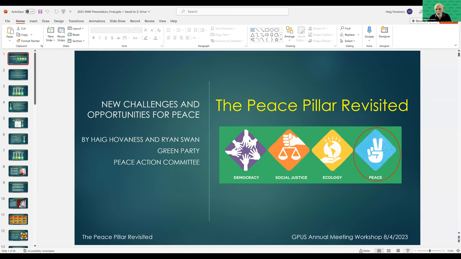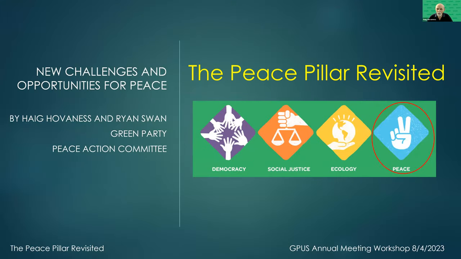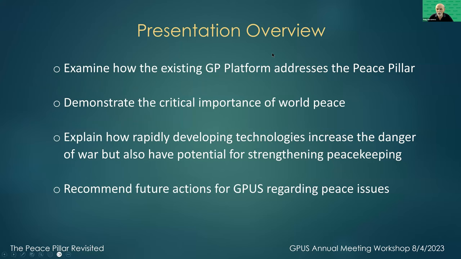So, the name of this presentation is The Peace Pillar Revisited, New Challenges and Opportunities for Peace. This graphic with the peace logo circled comes from the Green Party's homepage, and it represents the three main areas of activity of the Green Party. Our concern at the start of this presentation is talking about how the platform of the party addresses the peace pillar. We're also going to talk about the critical importance of world peace today. We're going to explore how technological advance is increasing the danger of war, but the same advances also have the potential for strengthening peacekeeping. And finally, we'll recommend some future directions for the US Green Party regarding peace issues.